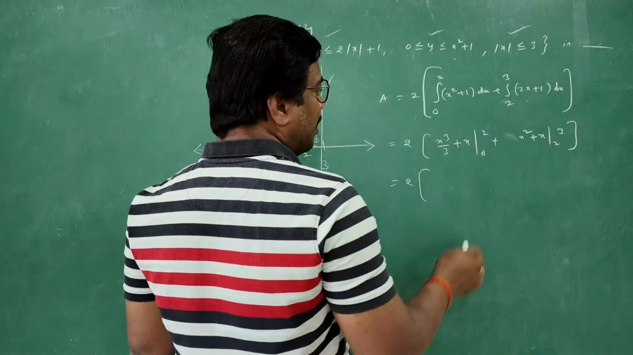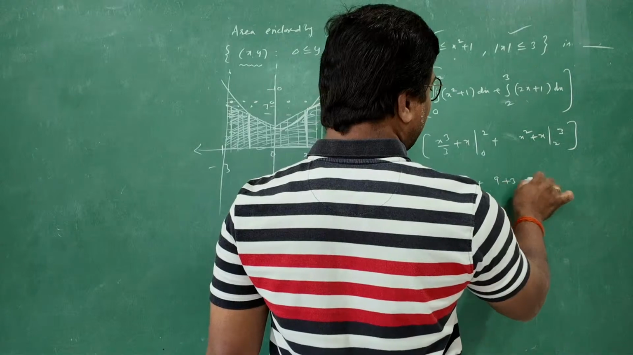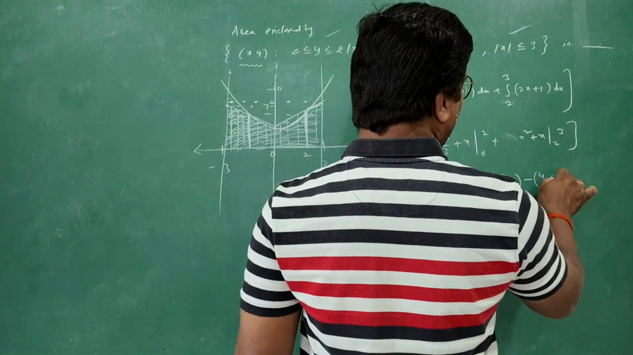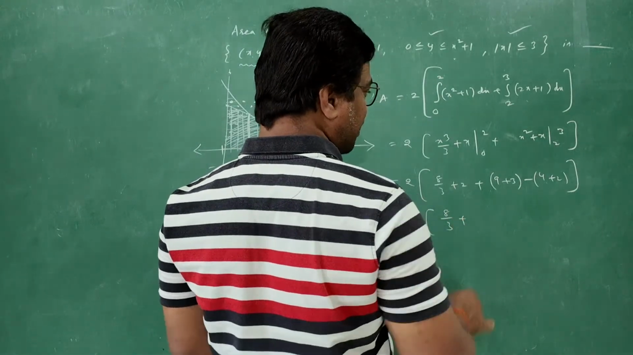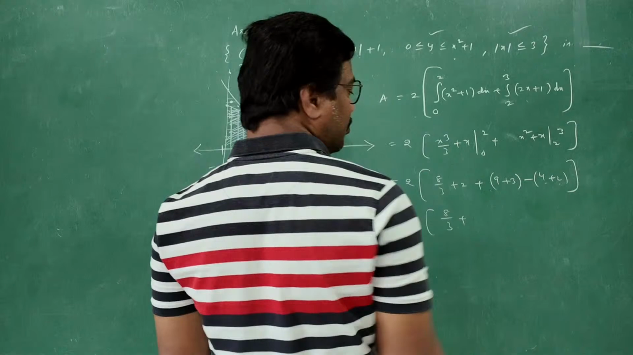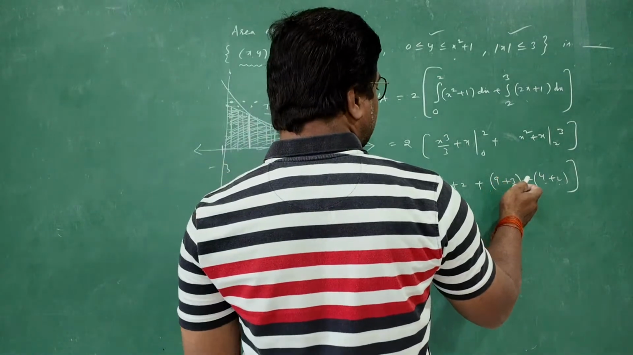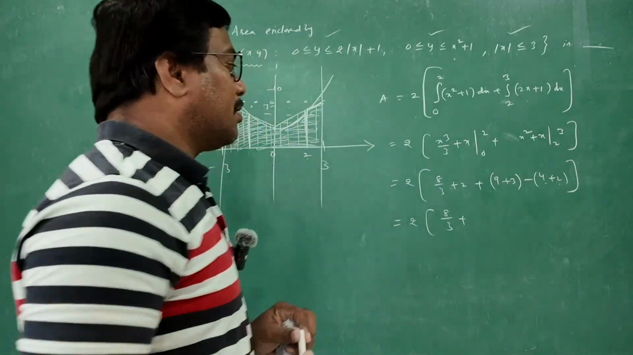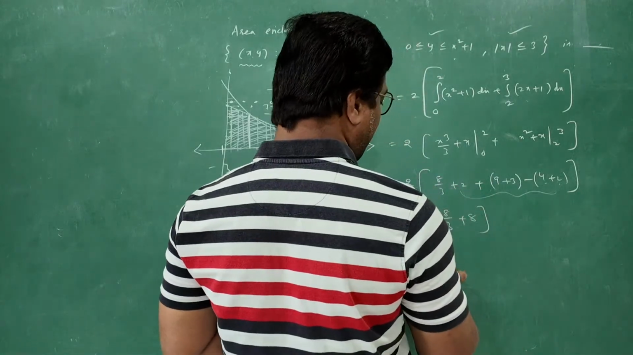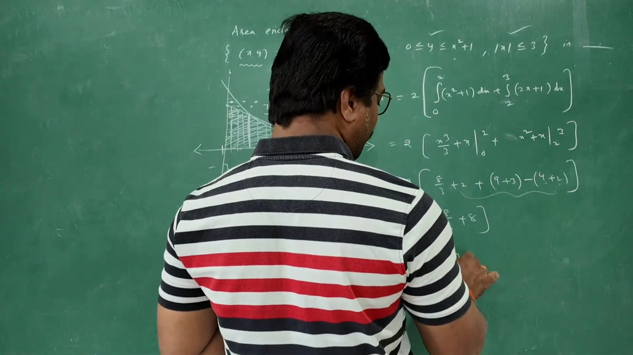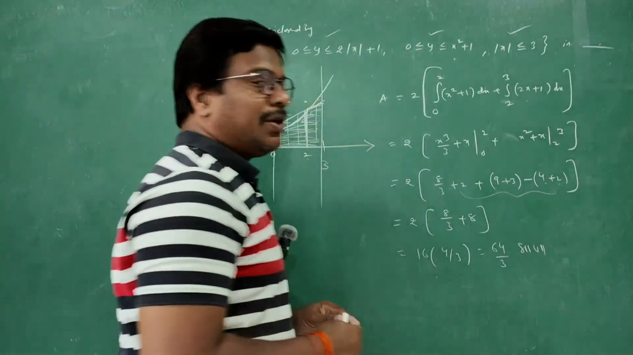2 outside. Next 8 by 3 plus 2, plus 9 plus 3 minus 4 plus 2. Finally 8 by 3 plus 4 plus 2, 6. I think 8 finally, right? 8 common, 1 by 3 plus 1, 4 by 3. 64 by 3 square units is the answer.